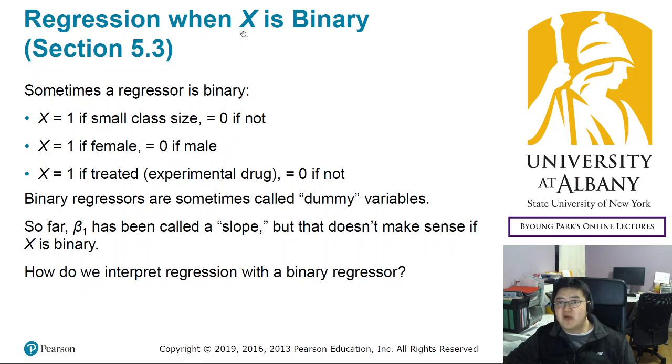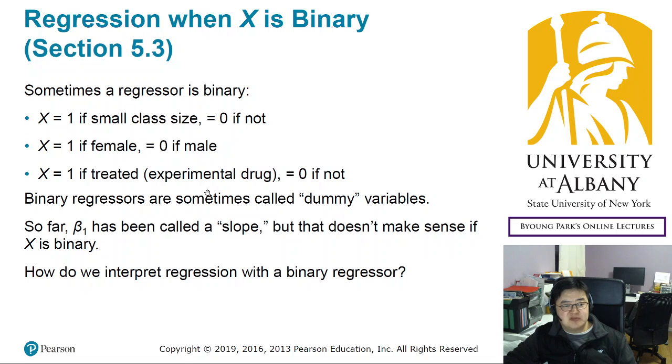A random variable is called binary if it takes only two values, and the two values are usually encoded as 1 and 0. Examples: define a random variable x which takes 1 if the class size is small and 0 if not. Or you can define x as 1 if female and 0 if male. Or x equals 1 if vaccinated, or if you are taking some drug, and 0 if not.